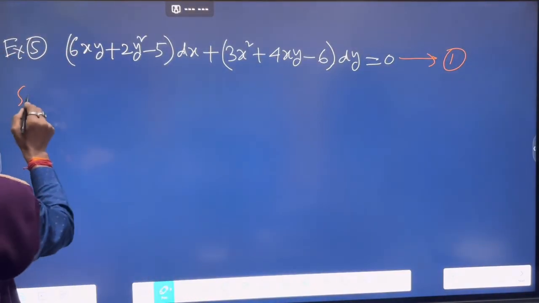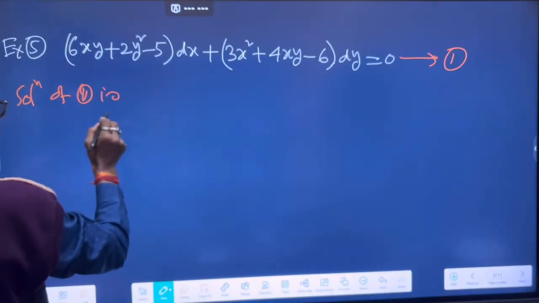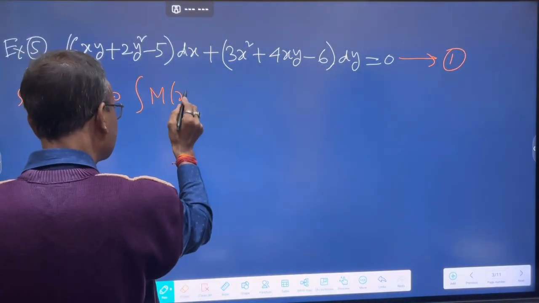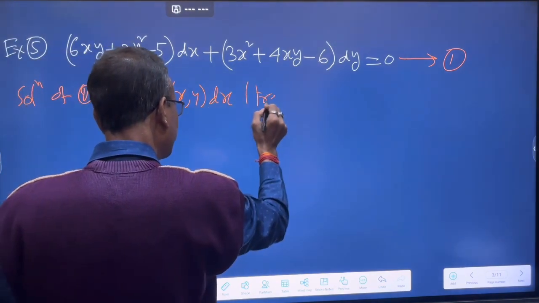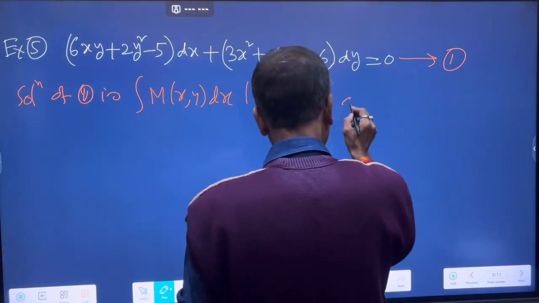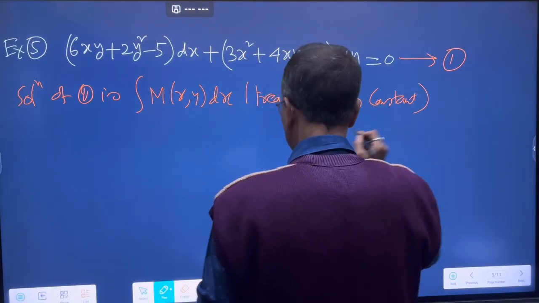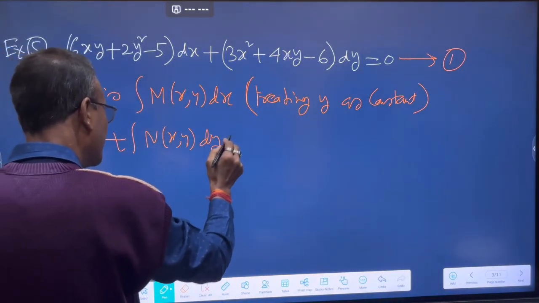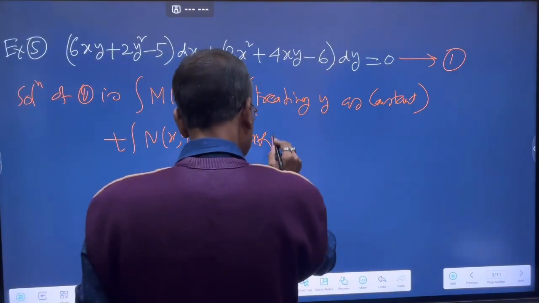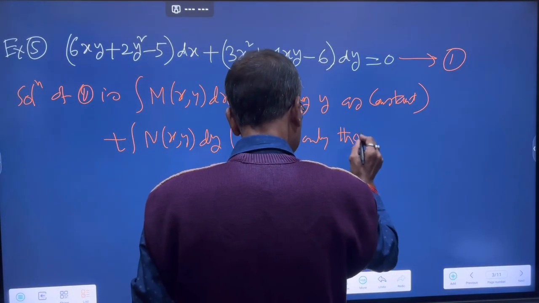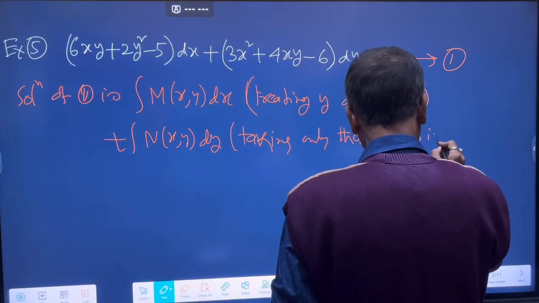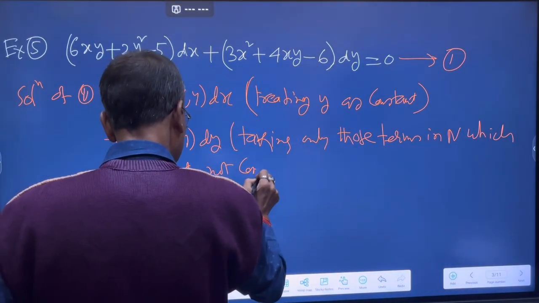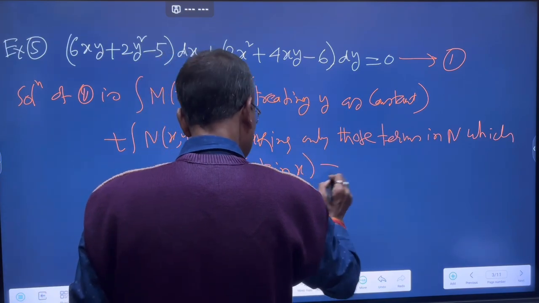the solution is the integral of M dx, treating y as constant, plus the integral of N dy, taking only those terms in N which do not contain x, equal to constant.